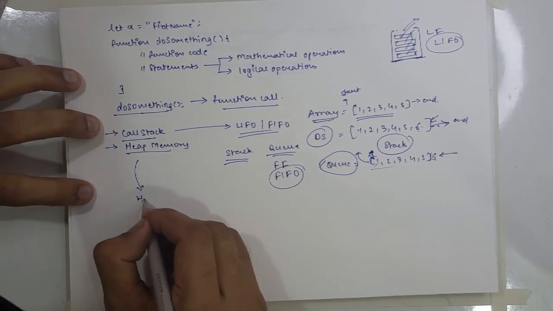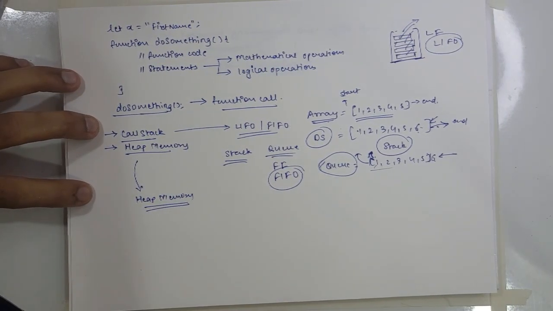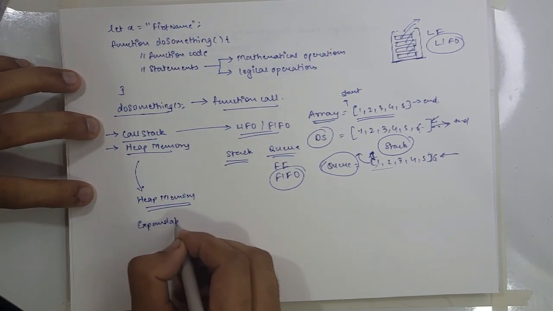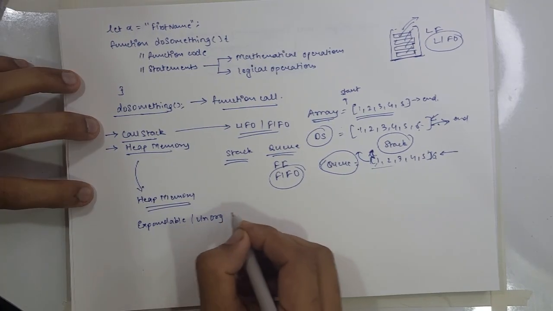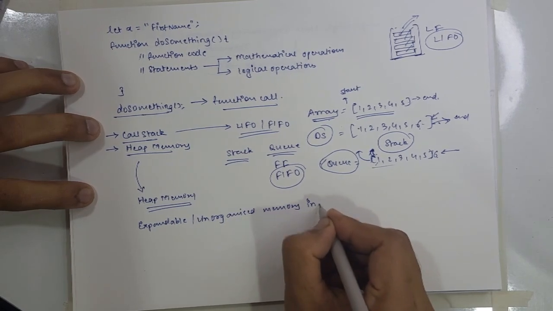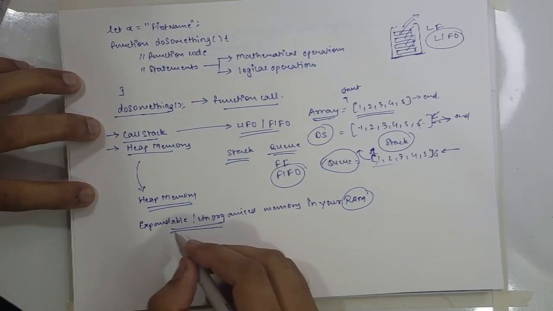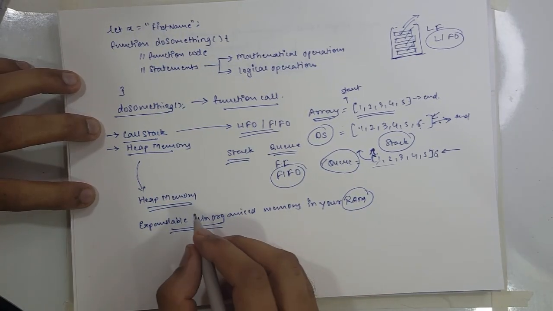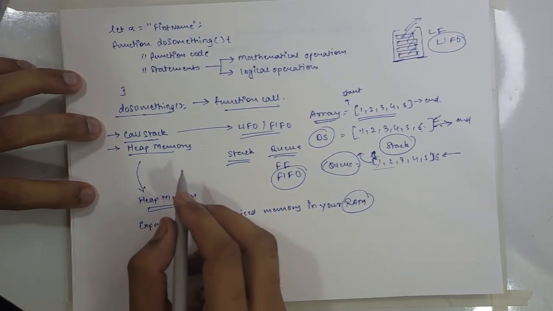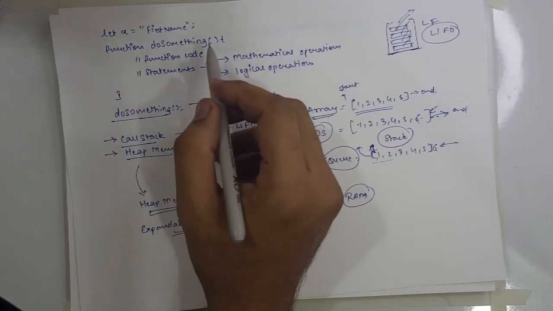And what is heap? Heap memory is actually an expandable, unorganized memory in your RAM. Why expandable? Why unorganized? Because that is what heaps are. They are expandable, they are unorganized, and heaps are the best places for storing the variable values, whatever variables I'm using, whatever objects I'm using.